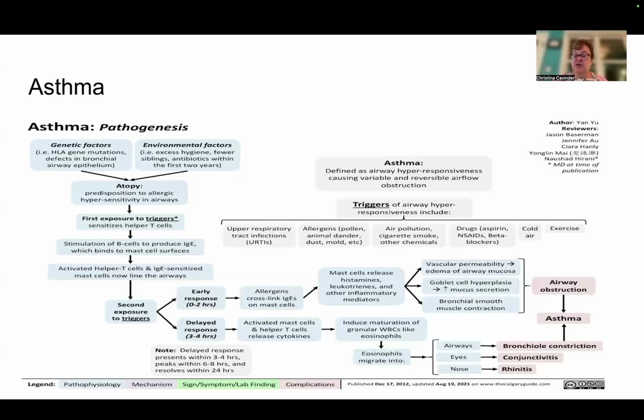Again, you're going to have constriction. It also causes vasodilation, so in your eyes, they become red with lots of fluid and your eyes water. Your nose runs because of that fluid getting there through the increased permeability and also mucus production, so you have a runny nose, or rhinitis. Those are other symptoms of asthma. Triggers for asthma could be an upper respiratory infection, allergens, air pollution, cigarette smoke, other chemicals, and certain drugs. Asthma can also be triggered by cold air or even exercise.